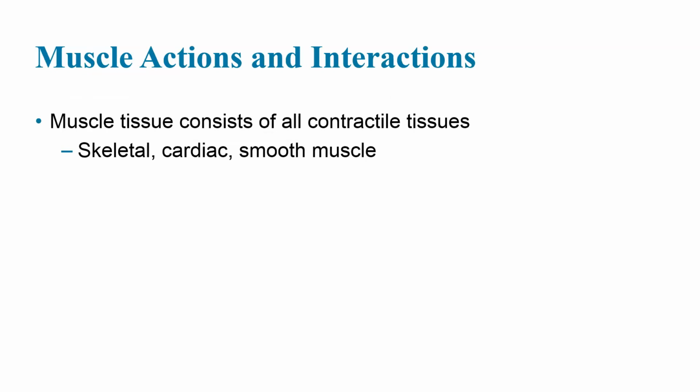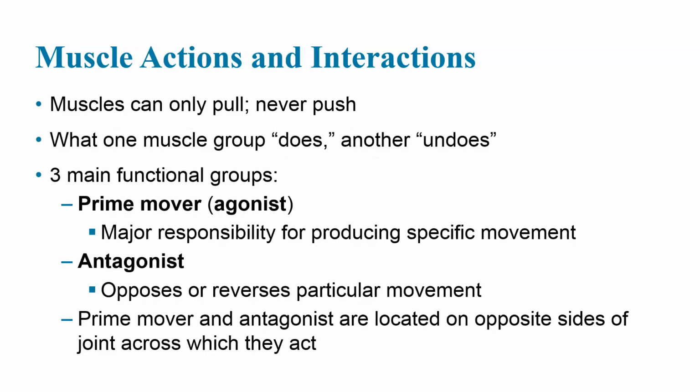As you should have learned by now, there are 3 different types of muscle: skeletal muscle, cardiac, and smooth muscle. All of these muscles consist of contractile tissues. That means that these tissues are able to produce tension and in some cases shorten and produce movement. When they're producing movement, it's important to know that muscles can only pull, never push. What one muscle group does, another group undoes.